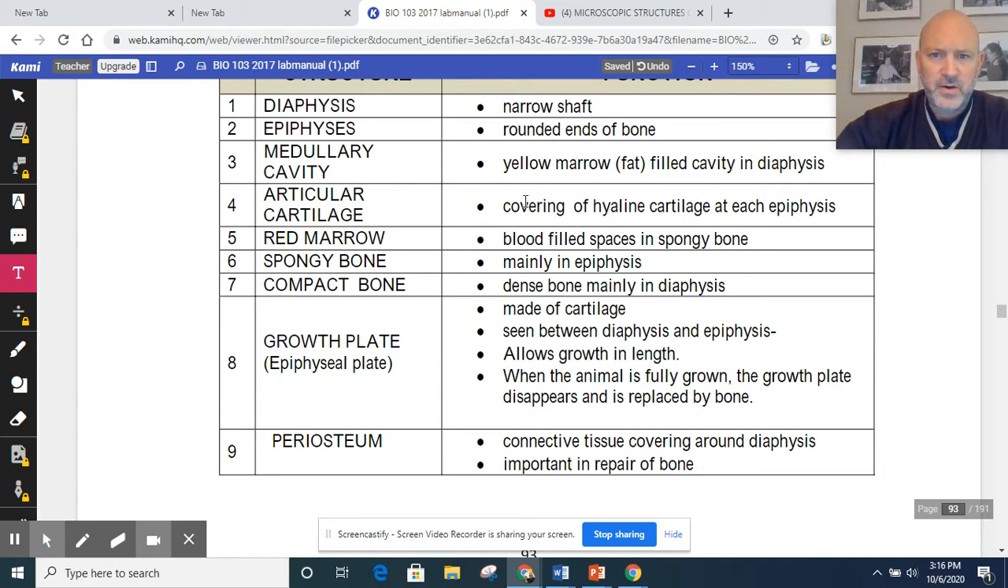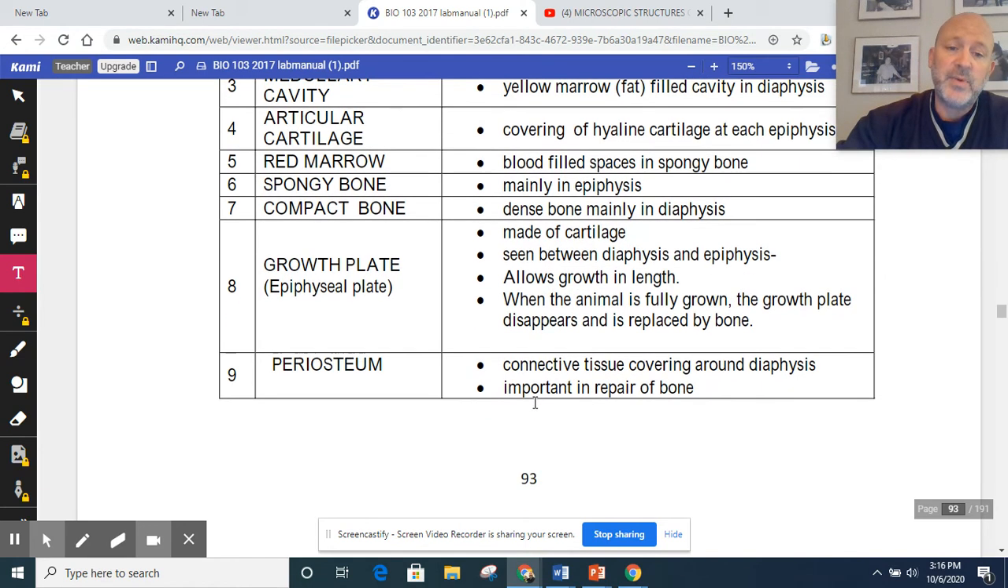Articular cartilage. This covers the ends of the bones. Red marrow. And spongy bone. That's what we find in the epiphysis. Compact bone is the dense bone found along the edges. The growth plate is also called the epiphyseal plate. Again, it's made of cartilage. It allows for growth. When the animal's grown, it disappears and it gets replaced by bone.